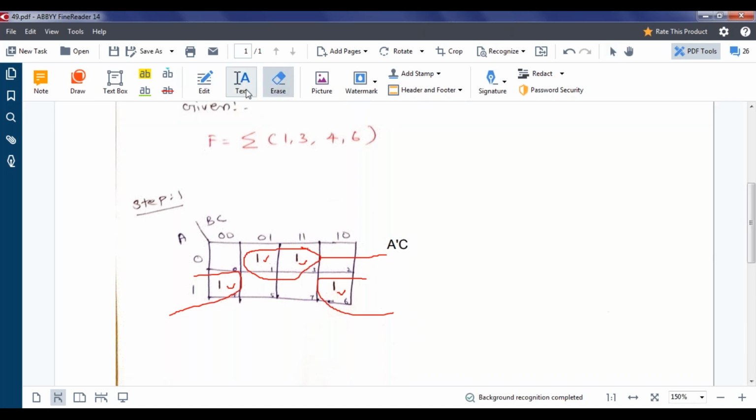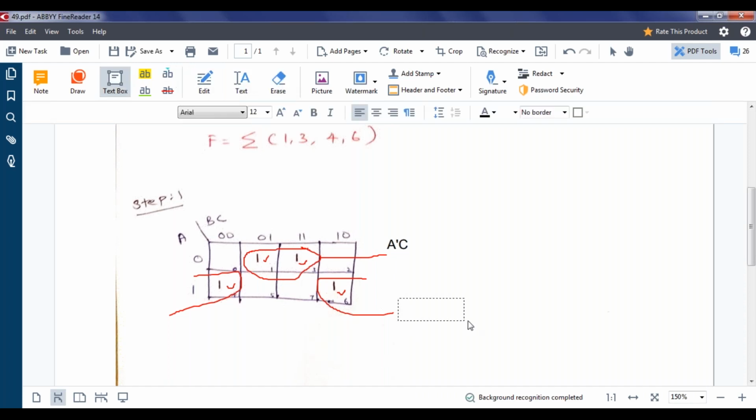Okay, next. Tell me the next Boolean expression for the second group. A C bar. A C bar is the correct answer for the next group.